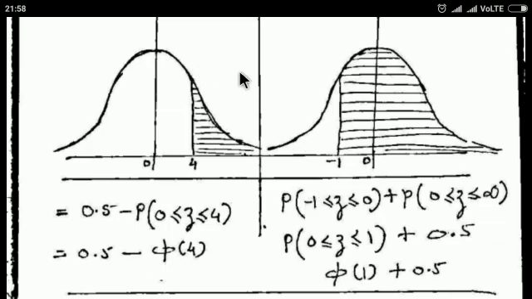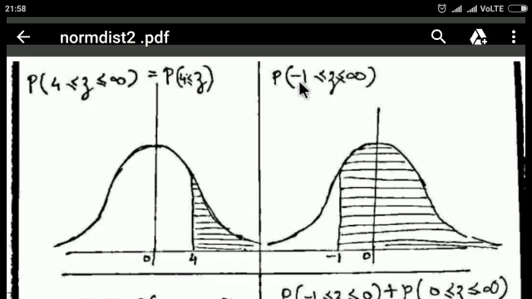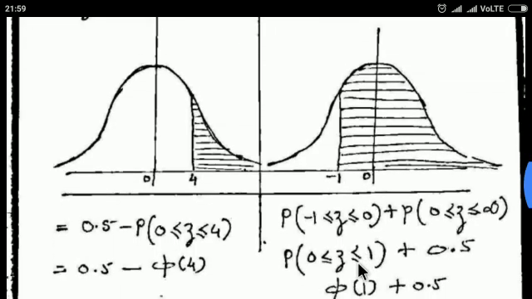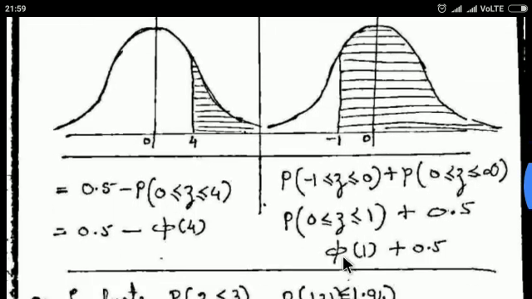Now this one, probability of z lying between minus 1 to infinity. So all this area. How can I write it? Probability of z lying between minus 1 to 0 plus probability of z lying between 0 to infinity. This 0 to infinity is 0.5 and this is the same as saying 0 to 1. So the total area becomes phi of 1 plus 0.5.